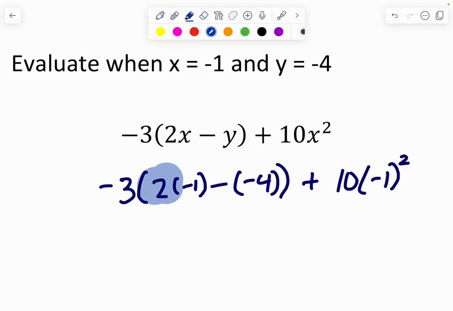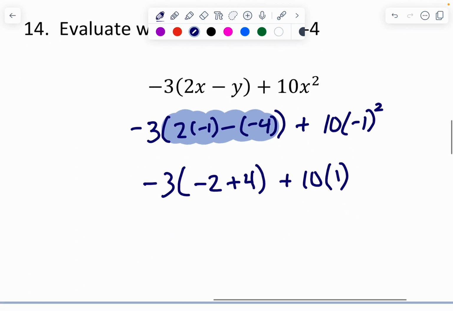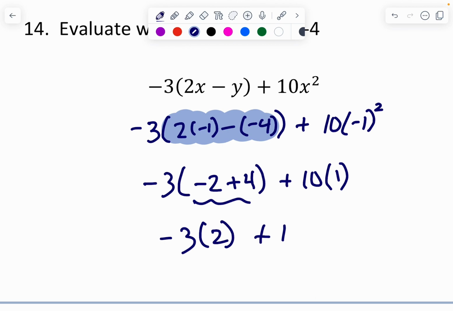We've got a bunch of parentheses stuff to do here. So this is -3 times, this is -2 plus 4 plus 10. I'm going to do exponents here at the same time too. That's a +1. In here, parentheses, you could do -3 times 2 plus 10 times 1. Negative 6 plus 10 equals 4.